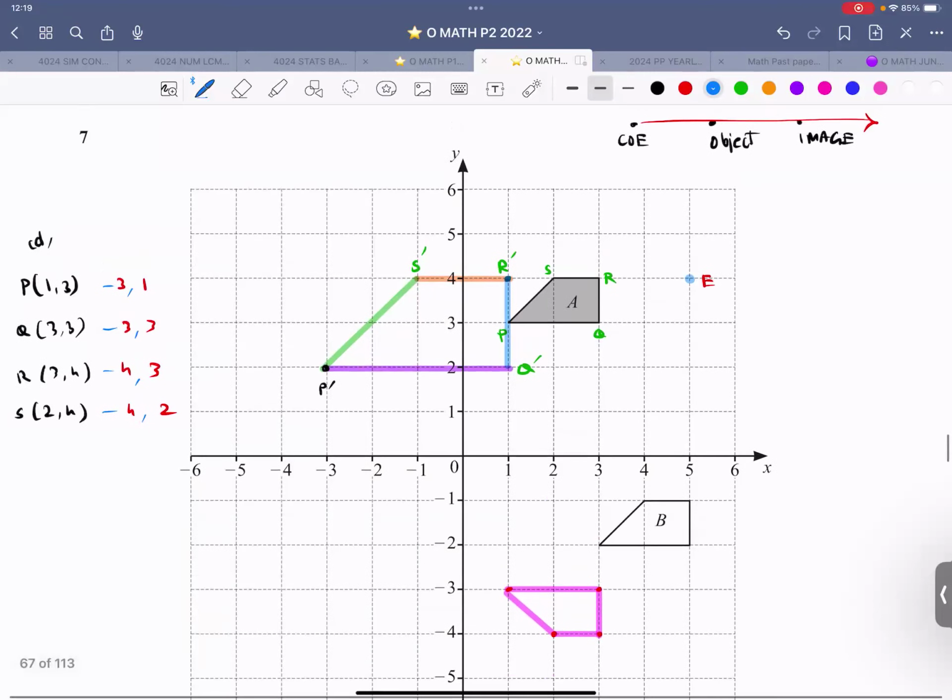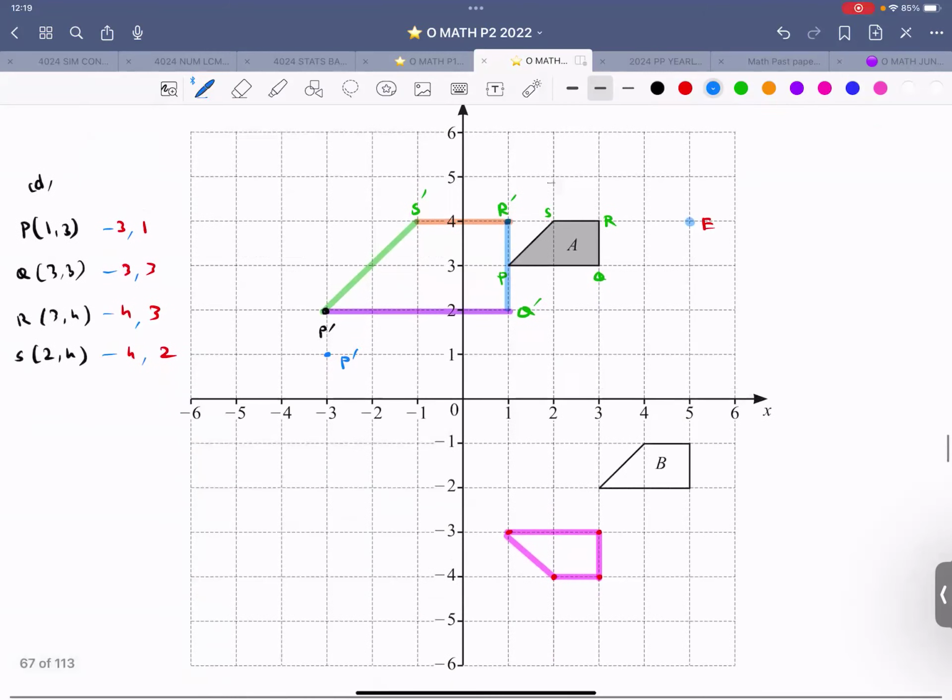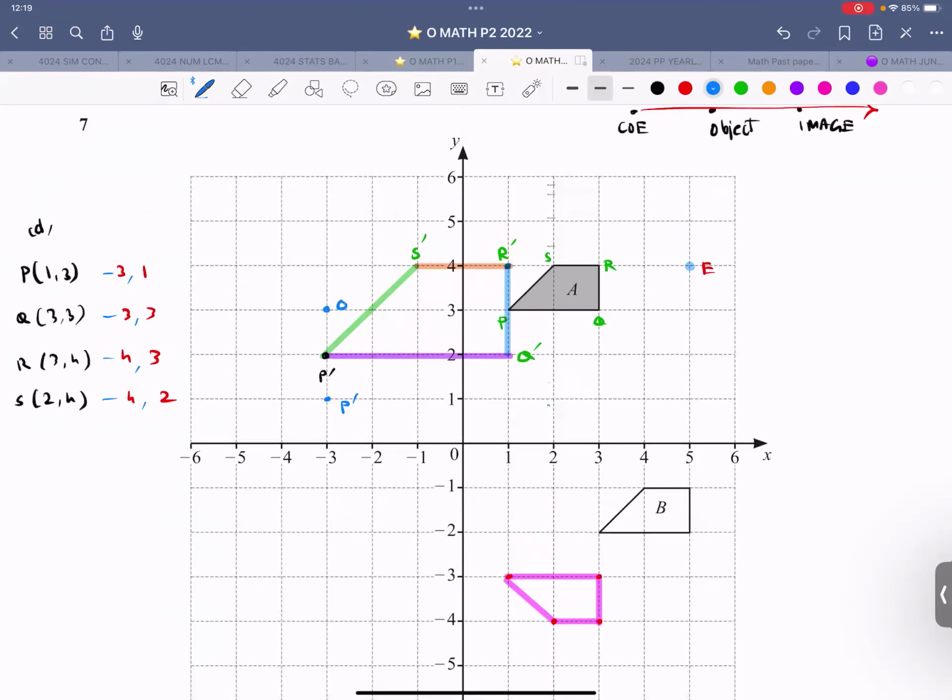So negative 3, 1 is right over here. And then negative 3, 3, this is P prime. Negative 3, 3 is this one, that is Q prime. And then we have negative 4, 3, that is R prime. And then negative 4, 2, that is this one, that is S prime.